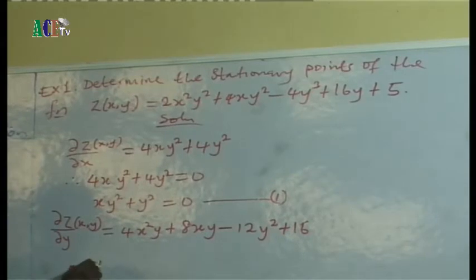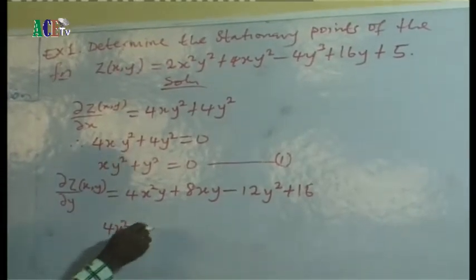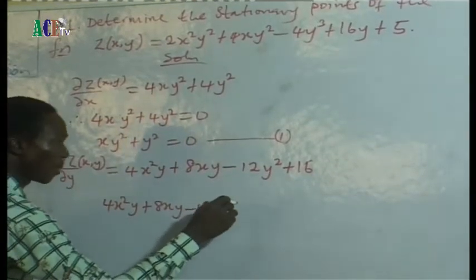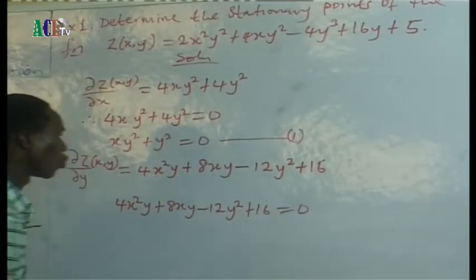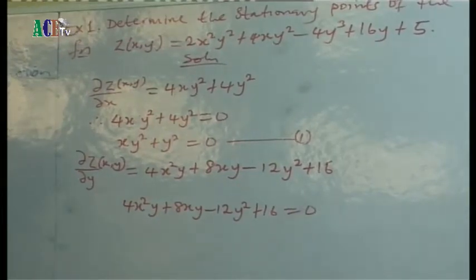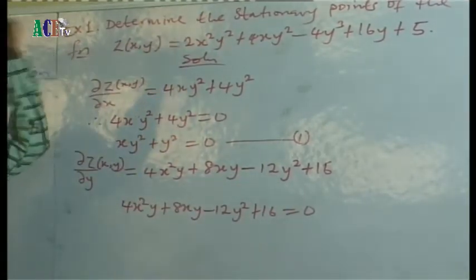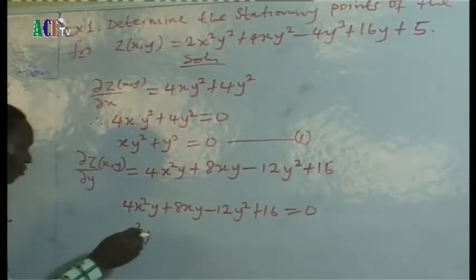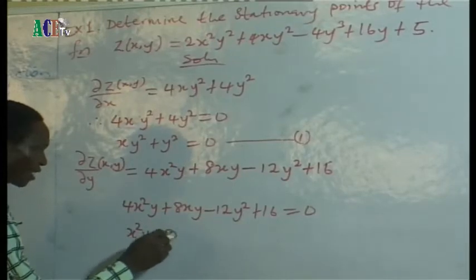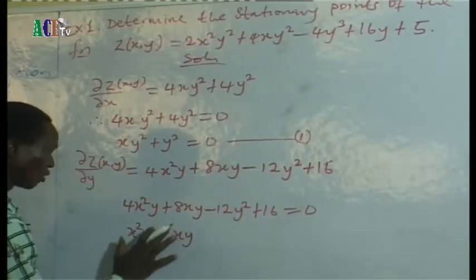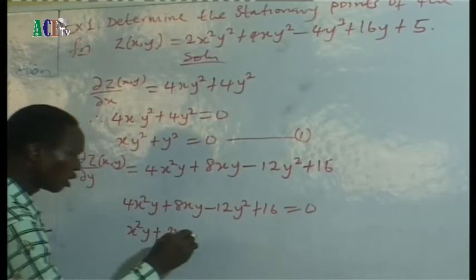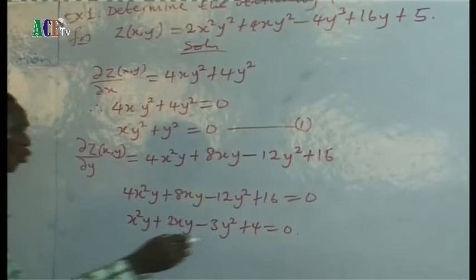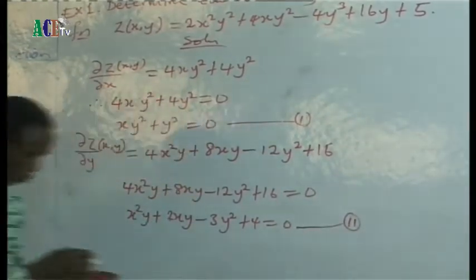Now I will have 4x squared y plus 8xy minus 12y squared plus 16 equal to 0. I will equate it to 0. Look at the equation very well. 4 can divide every term. This one will be x squared y plus 2xy minus 3y squared plus 4 is equal to 0. I will label this one equation 2.